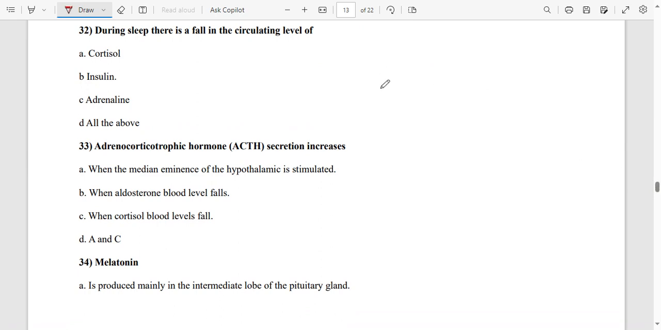32. During sleep, there is a fall in the circulating levels of. In case you cannot really see, make sure that you have got at least enough bundles.